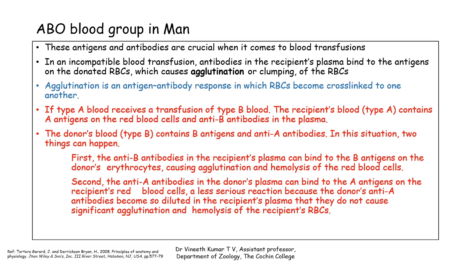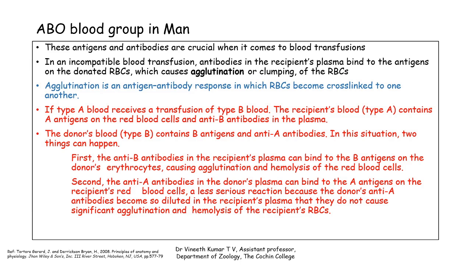What are the possible consequences if you mix incompatible blood? In this case, we are going to mix type A blood with type B blood. The recipient blood, which is type A, contains A antigens on their RBC and B antibodies in their plasma. And the donor's blood: the recipient is A blood group, and we are going to give him B blood group. So the donor's blood is type B, where he has type B antigens and type A antibodies in his plasma. So in this situation, two things can happen.